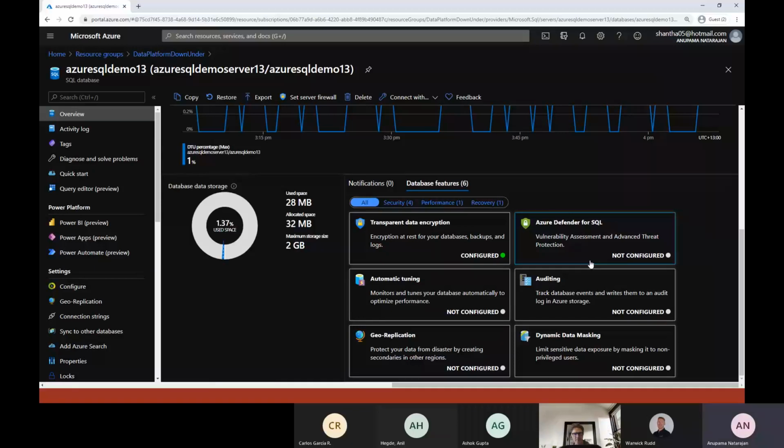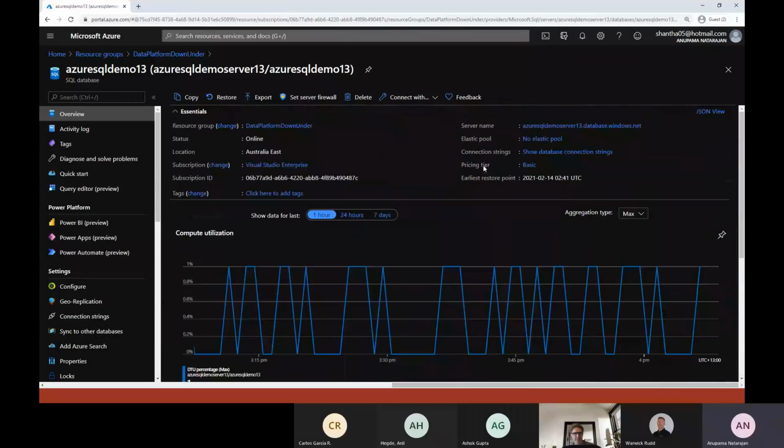For instance, I'll go ahead and configure the Azure Defender. I will check whether there is some sort of auditing that needs to be captured, then I will turn it on. And of course, automatic tuning, I'll keep an eye on that. I will have a discussion with the DBAs in the organization, and based on their thinking, I will decide whether to turn on automatic tuning or not. But again, these are all out of the box capabilities that you get using the Azure SQL database.